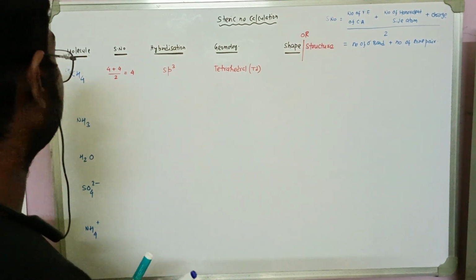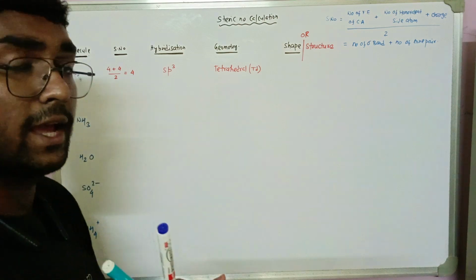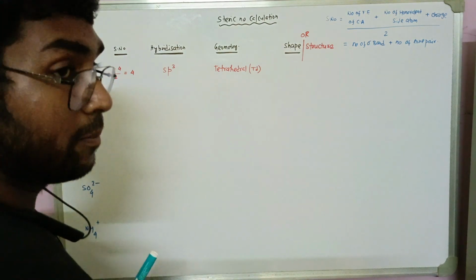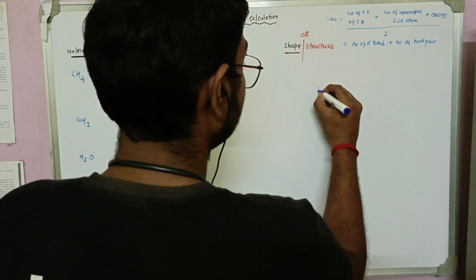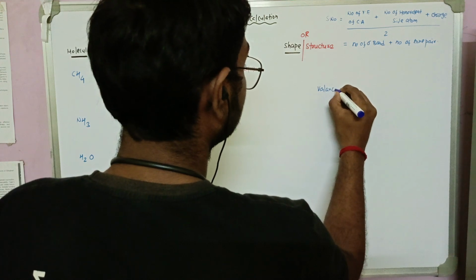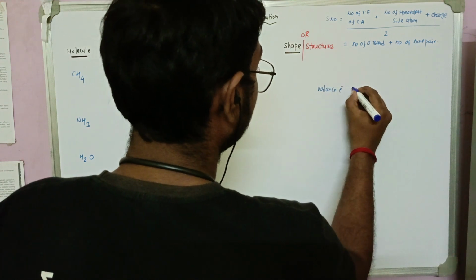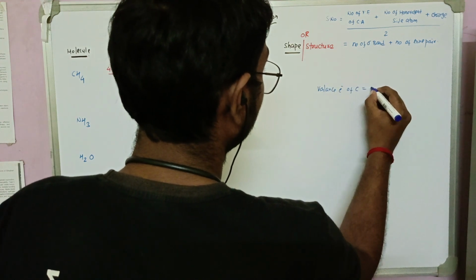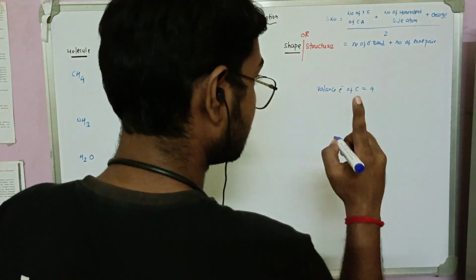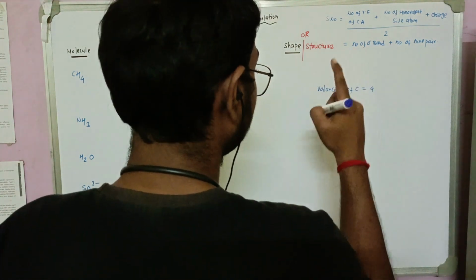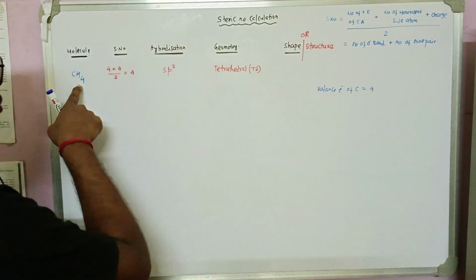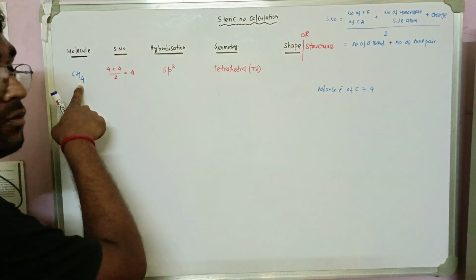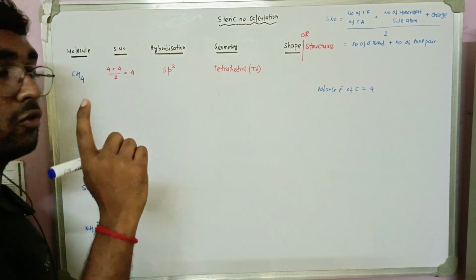Why am I saying so? Because the carbon atom doesn't have any lone pairs. We have to consider the lone pairs from the valence electrons; the valence electron on carbon atom is 4, right? 2 plus 4, so 4 is the valence electron, and all 4 valence electrons are being utilized to form the sigma bond with the 4 hydrogens.